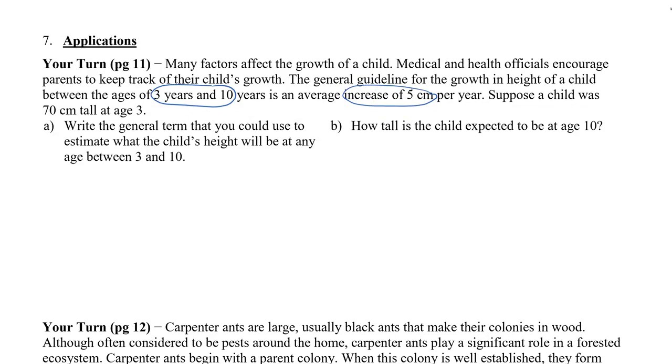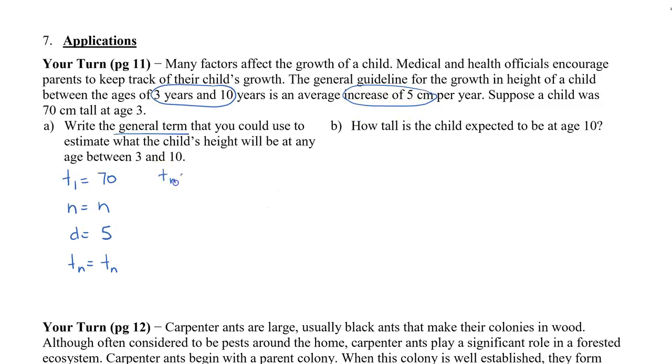Suppose a child was 70 centimeters tall at age 3. Write a general term that you could use to estimate what the child's height will be at any age between 3 and 10. All right, so let's list our information. T1, n, d, and Tn. Because we're looking for the general term, n will still be n and Tn will be Tn. Now for T1, we can use 70 centimeters, our first term. And the difference is an increase of 5.